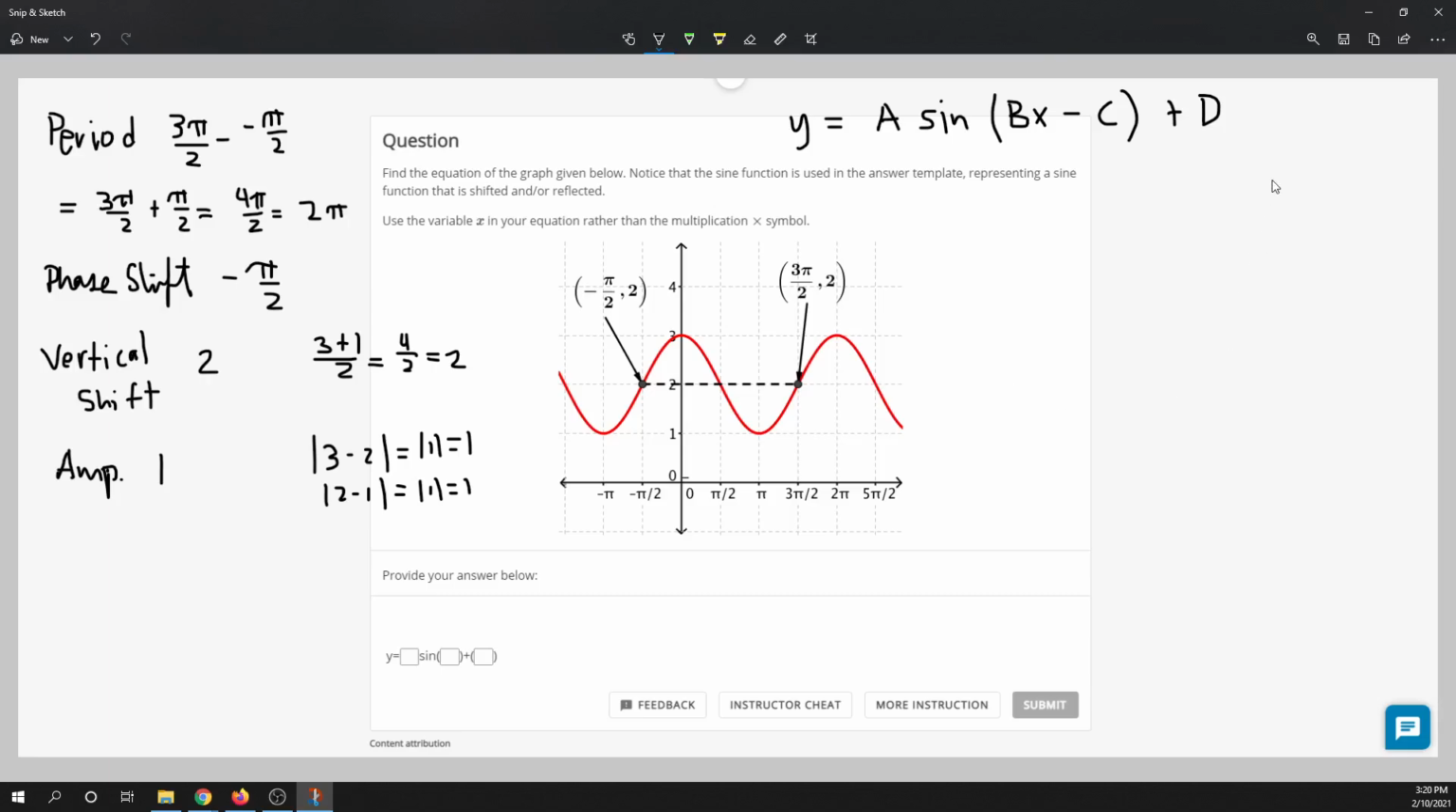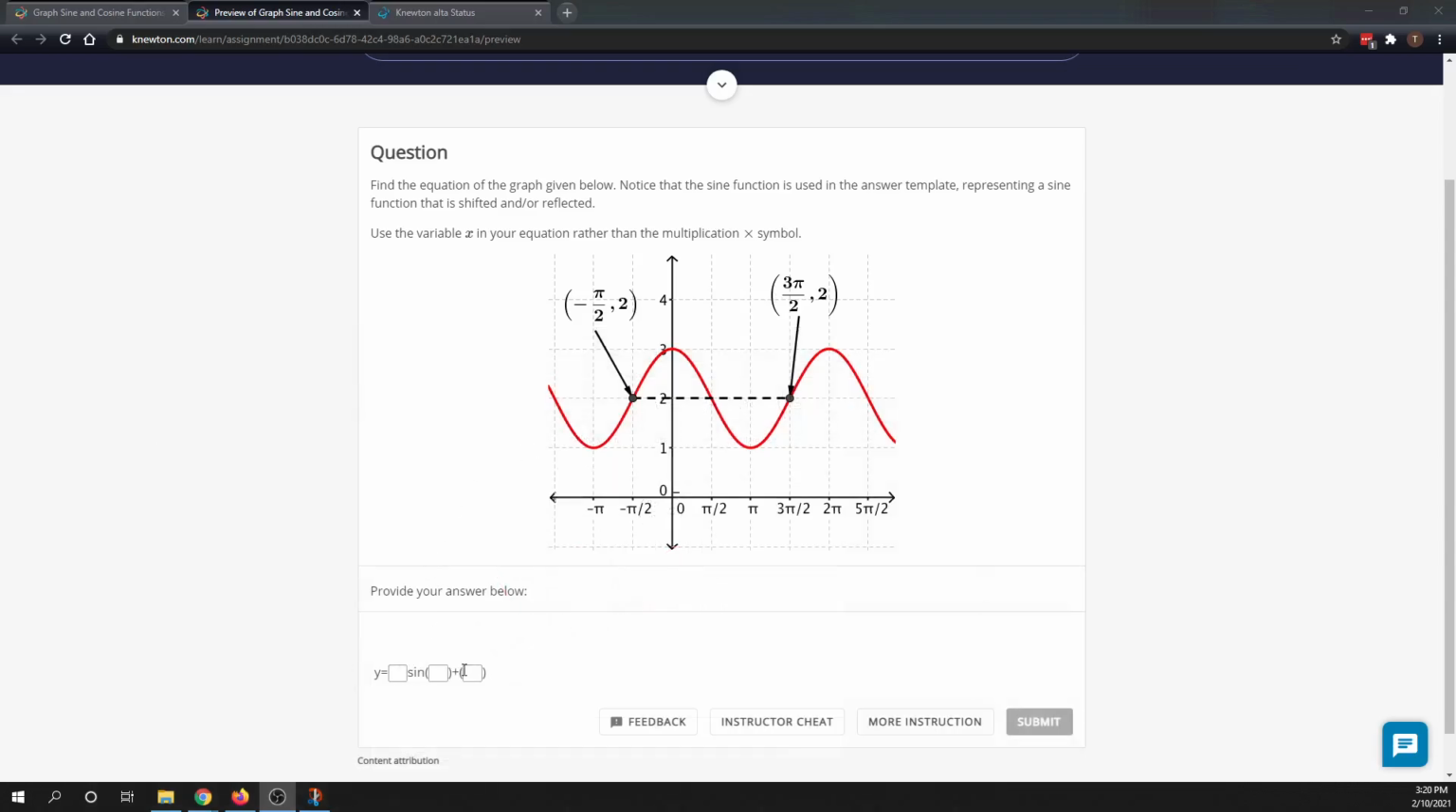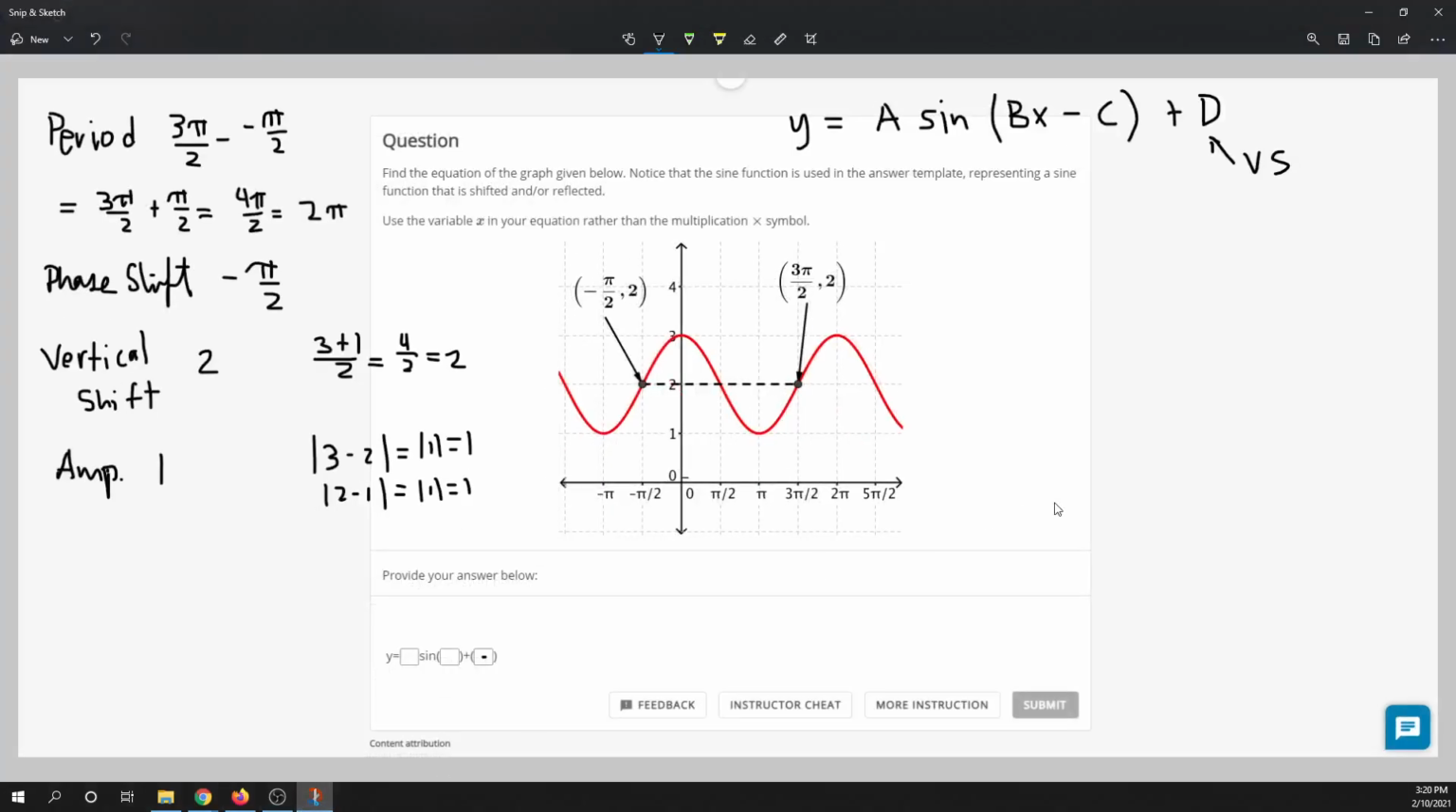Okay, so the easiest one of these is the vertical shift. This is just d. So d is the vertical shift. There's really no calculating that you have to do. We know that the vertical shift is 2, so just put a 2 in here. Okay. All right, next up, let's go with the amplitude. With the amplitude, we know that the amplitude is the absolute value of a.